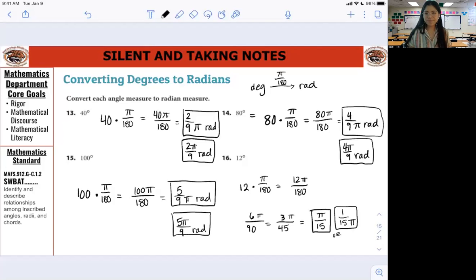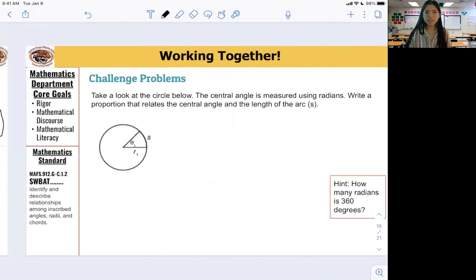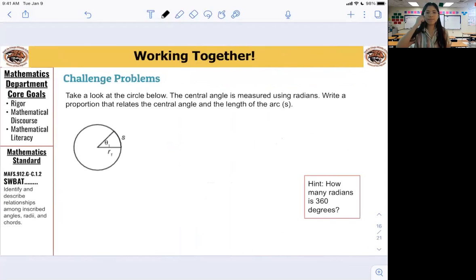Okay, cool. So now let's do a couple of problems. We're almost done. These are challenge problems. Let's just see how we do with these. Take a look at the circle below. The central angle is measured using radians. Write a proportion that relates the central angle to the length of the arc.